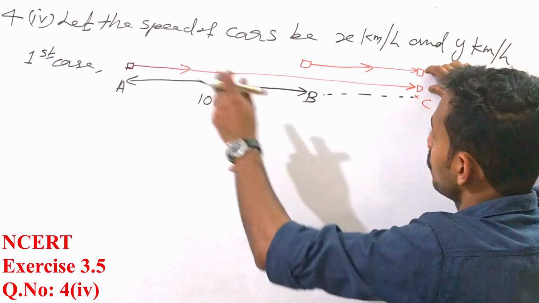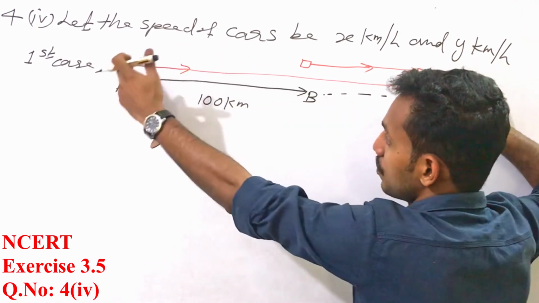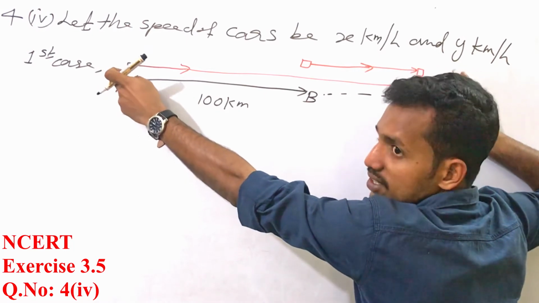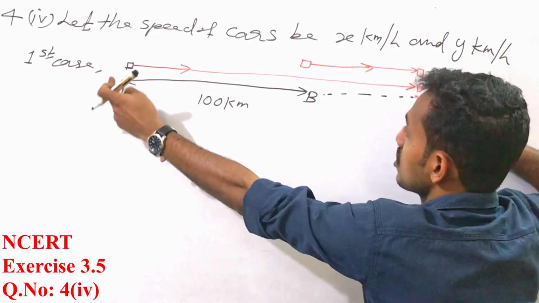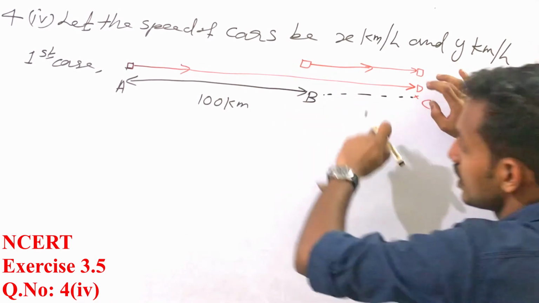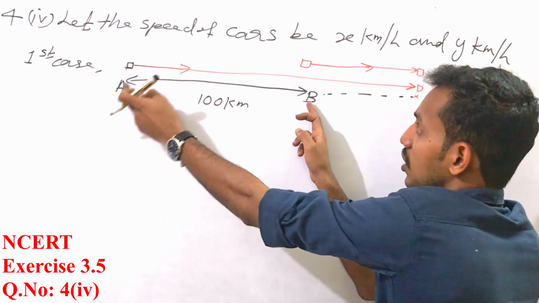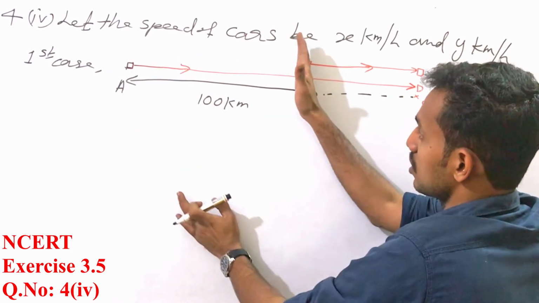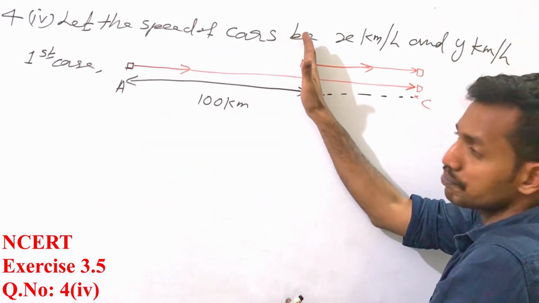So after they meet, what is the difference in their distance traveled? This is the total distance traveled, AC. Distance traveled by the first car is AC and distance traveled by the second car is BC. So what is the distance? AB, that is 100 km only, the difference in their distance traveled. This will be the difference.